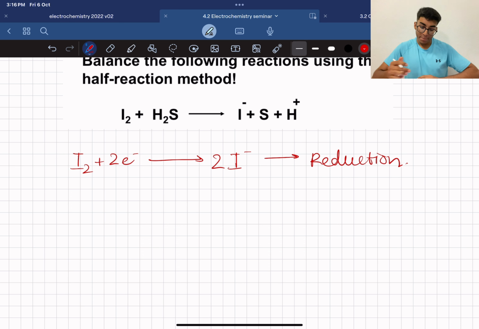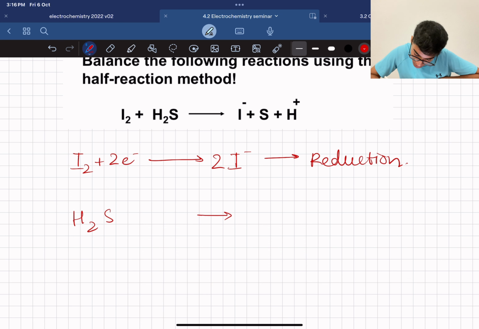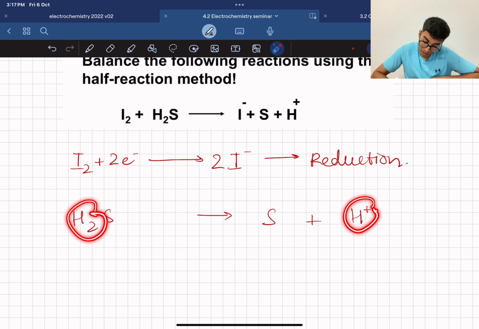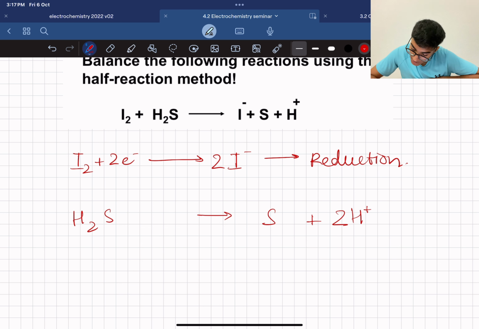Now, let's look at H2S. We can just split them, keep some space between the arrows, and we're just going to write S plus H plus. Already we can see very clearly that there's 1 H plus over here, there's 2 over here, so balance that out by writing 2H plus. Okay, done that. S and S we don't need to worry about.